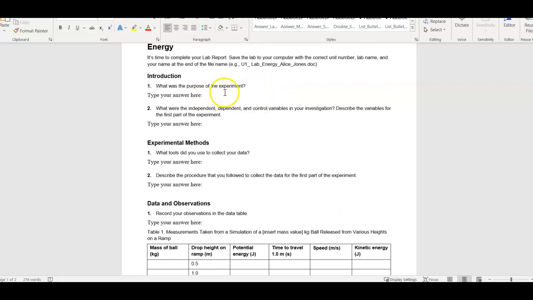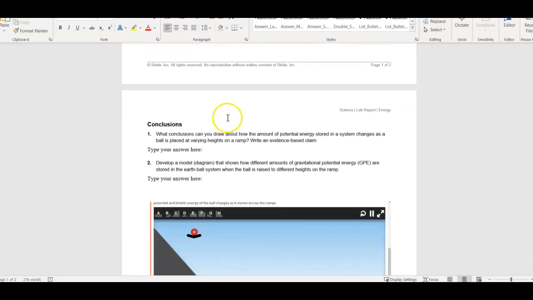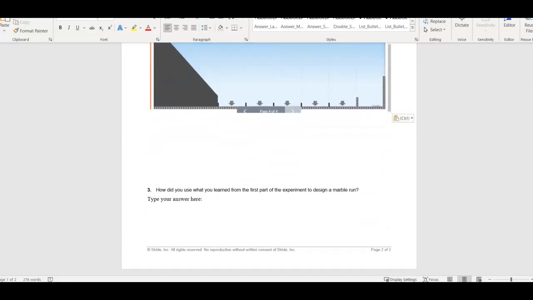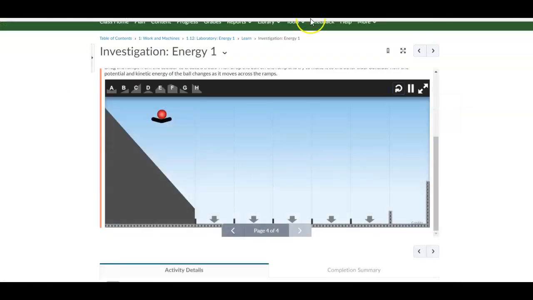And then we saw the purpose of the experiment several times. So remember, save your file. From there, you're able to go into 1.12 and upload it into the Dropbox. So if you have any questions on the lab, please let me know, but that should get you started and help you successfully complete your first teacher graded assignment.